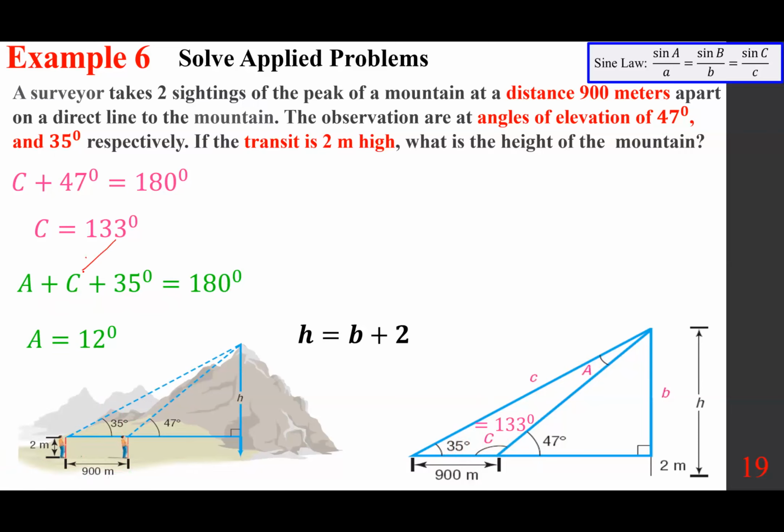So we are going to replace C with 133 degrees, everybody. So we have this angle, and so forth. So what happens in this triangle, we can use the sine law.